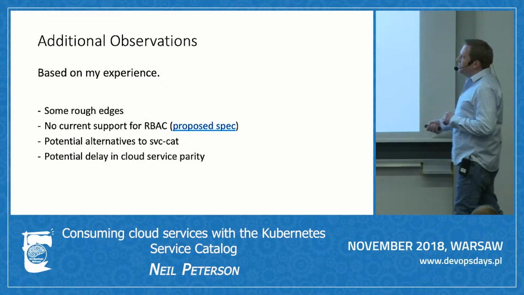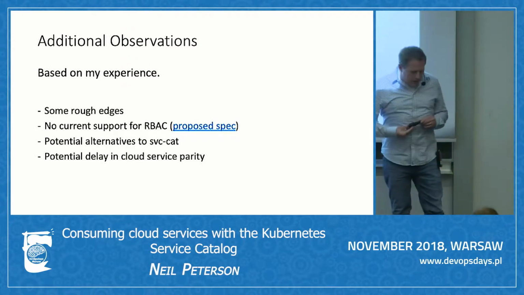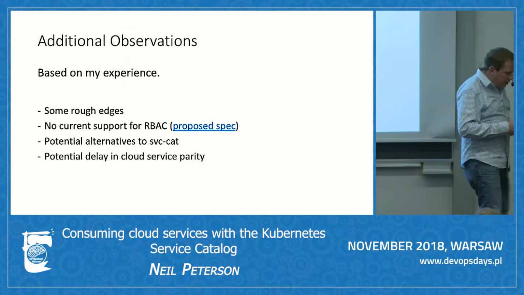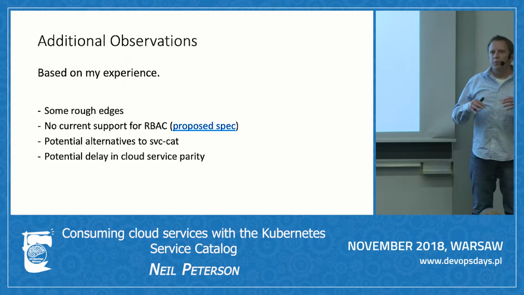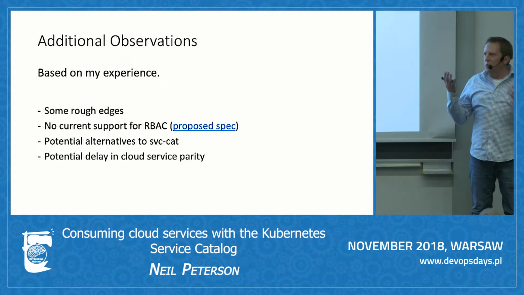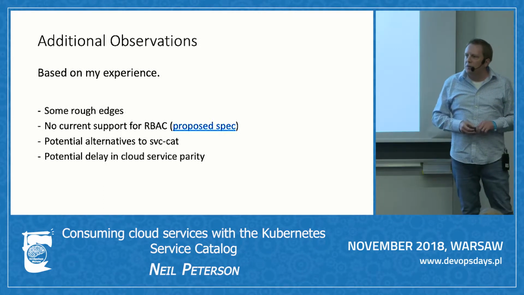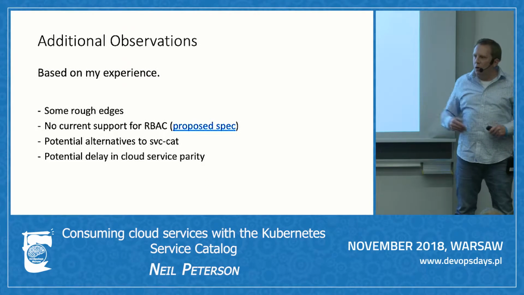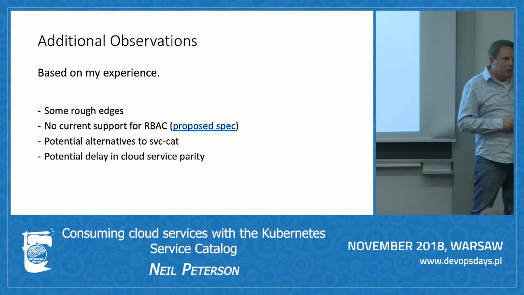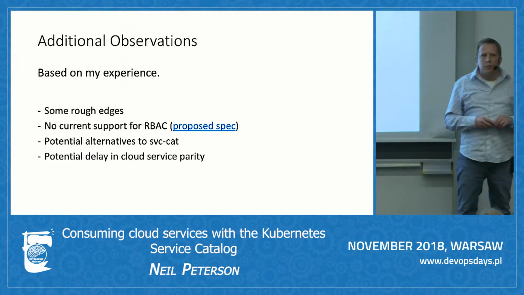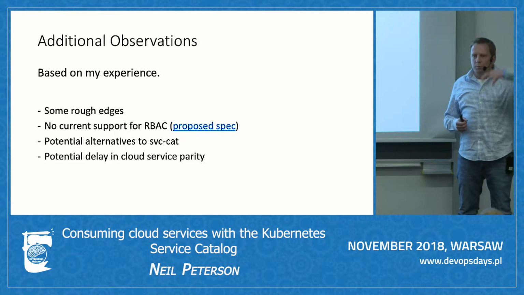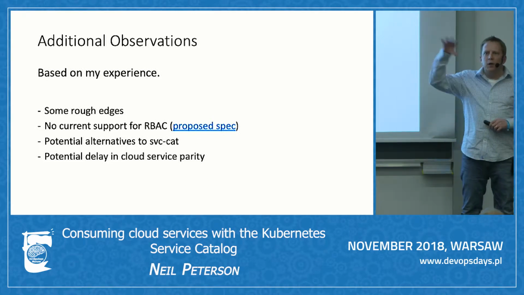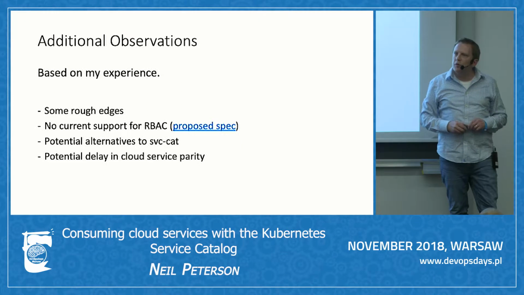And then there's potential delay in cloud service parity. This is one that I'm a little passionate about. An example of this is that right now the Open Service Broker for Azure only supports about 12 Azure services. So it doesn't inherit all the capabilities of Azure. And this is the same for all the service brokers. So when we build new capability into Azure, somebody needs to go build that into the Open Service Broker for Azure.